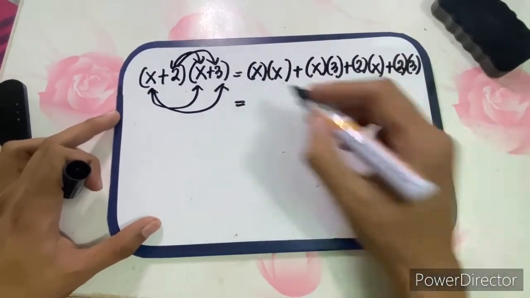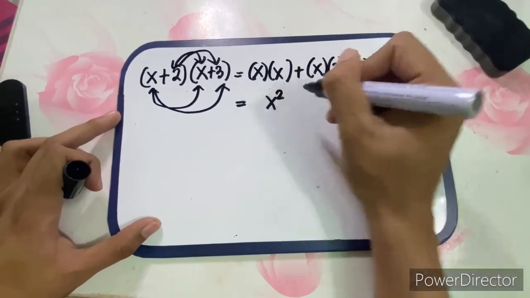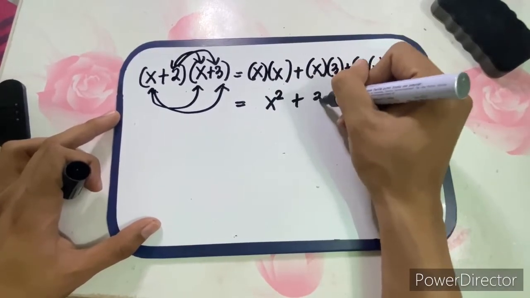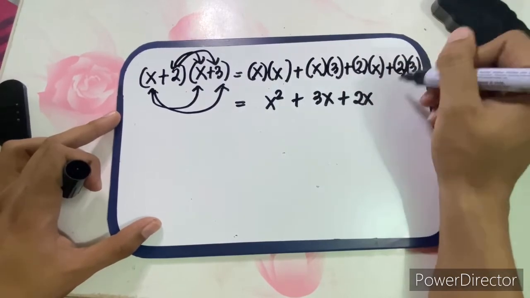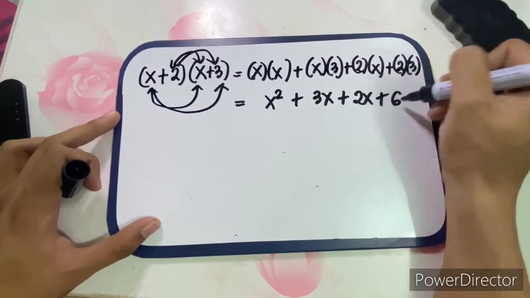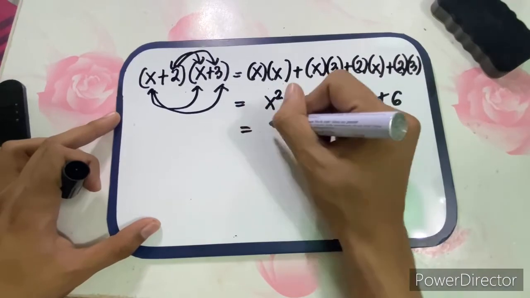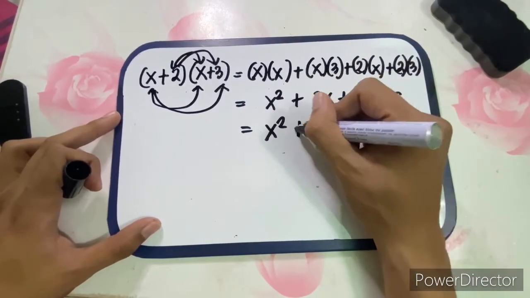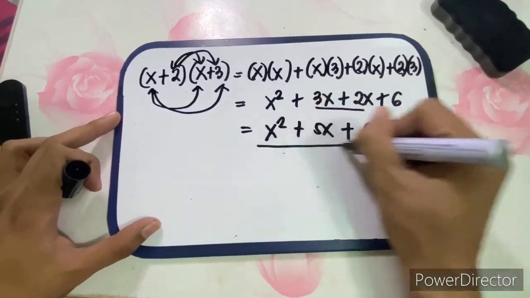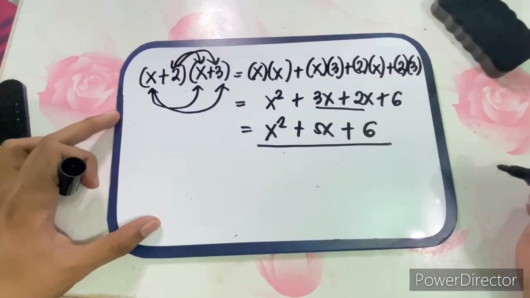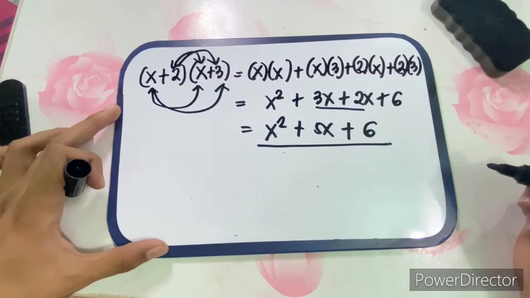So simplify. x times x is x squared, plus x times 3 is 3x, plus 2 times x is 2x, plus 2 times 3 is 6. So add these, and it will become x squared plus 5x plus 6. So this x squared plus 5x plus 6 is what we call a general trinomial.